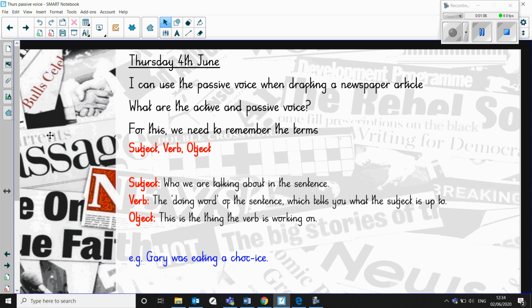For example, Gary was eating a choc ice. So in this sentence we have got the subject. Have a little think, who is it we are talking about in this sentence? That's right, it's Gary. Brilliant. And what is the doing word, the action in this sentence? Have a little look. Great stuff. It's eating. Well done.